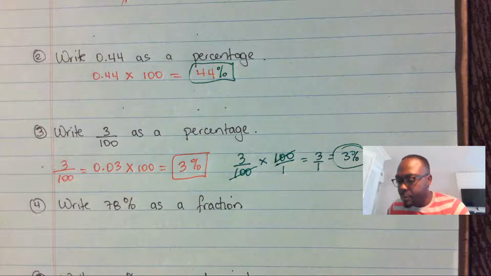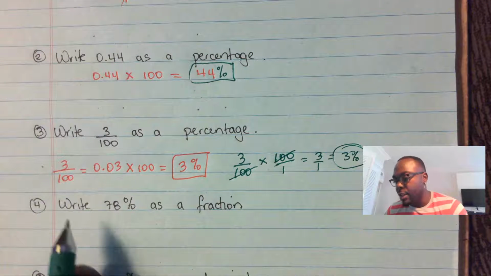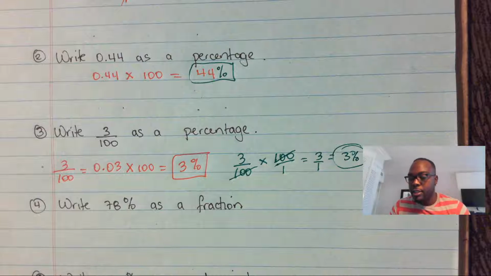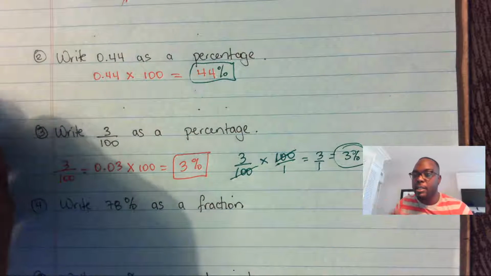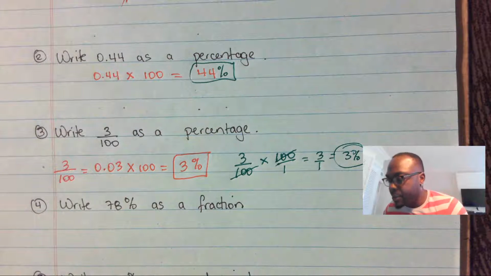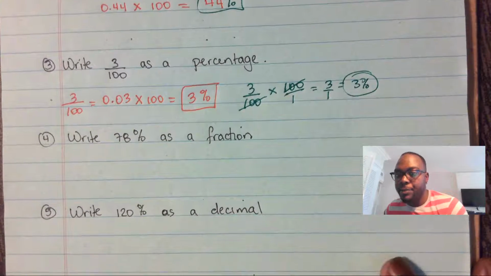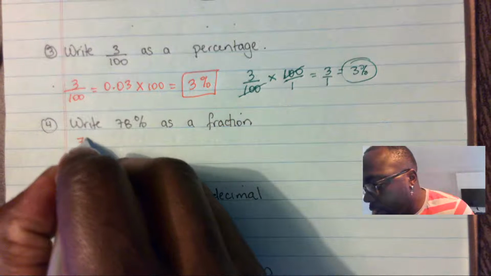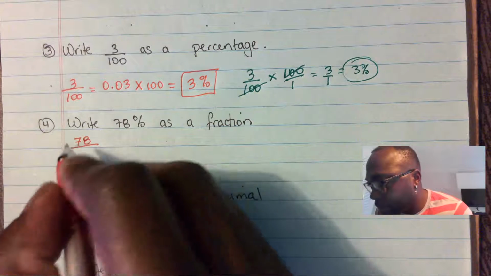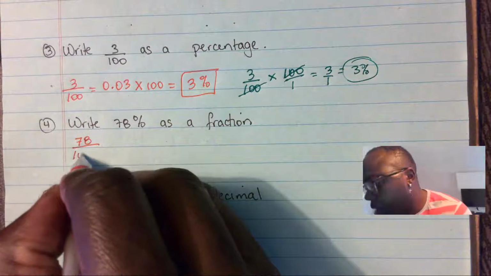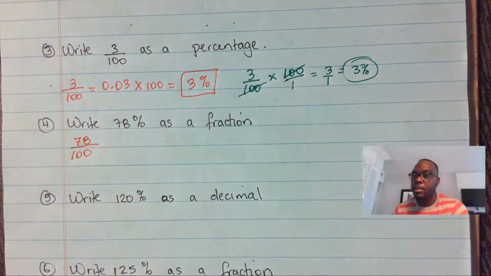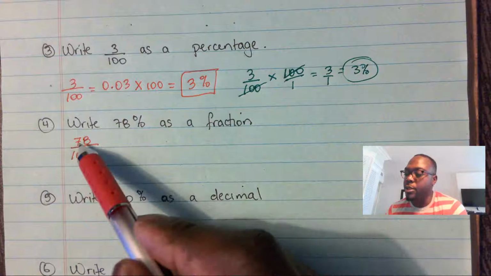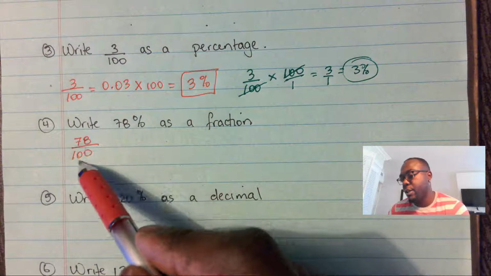Let's look at another one. 78% as a fraction. We're going to take 78% and write this as a fraction. What am I going to do? 78 divided by 100. That's pretty much what we're going to do, but we've got to ensure that we reduce this fraction here.